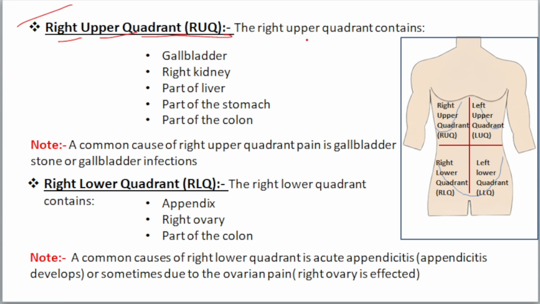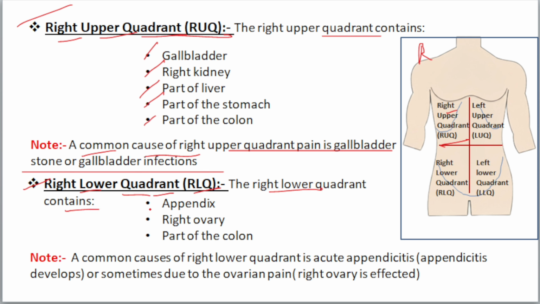The right upper quadrant is present on the right side of the median plane and the upper portion of the transumbilical plane. It contains the gallbladder, right kidney, part of the liver, part of the stomach and part of the colon. And please note, a common cause of right upper quadrant pain is gallbladder stone or gallbladder infection.